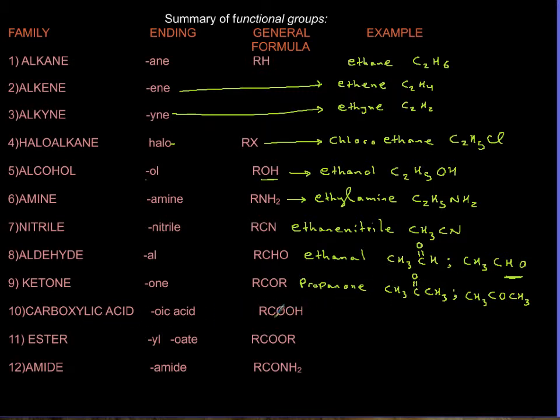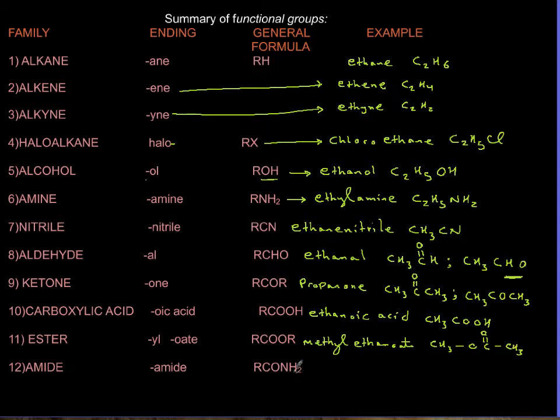Carboxylic acid ends in COOH. Ethanoic acid, it's a weak acid, CH3COOH as example. Esters are combination of acids and alcohol. You could have methyl ethanoate, it's CH3O, C double bond O, CH3.